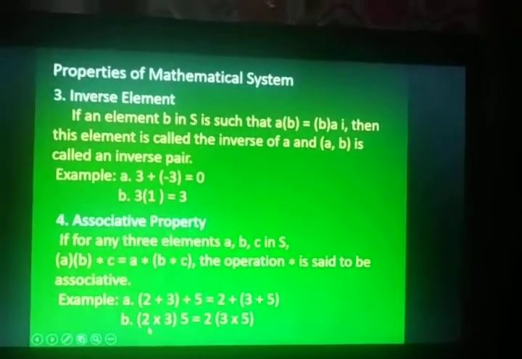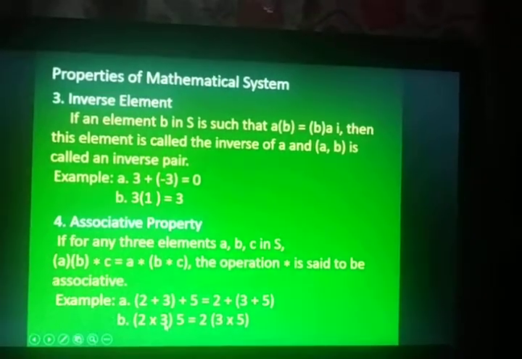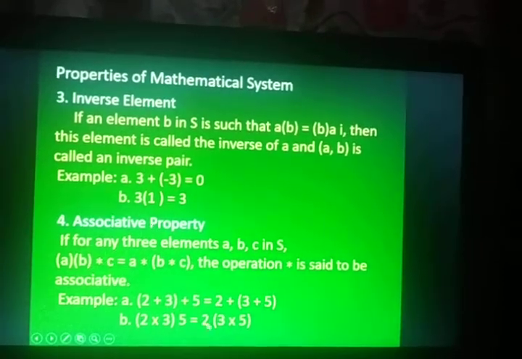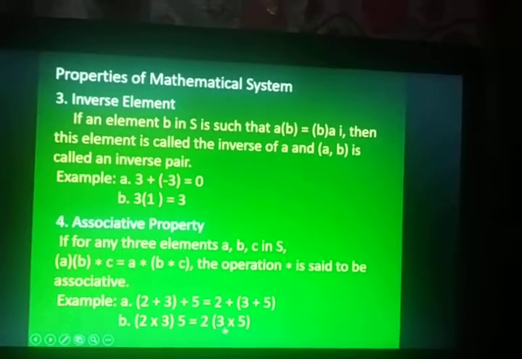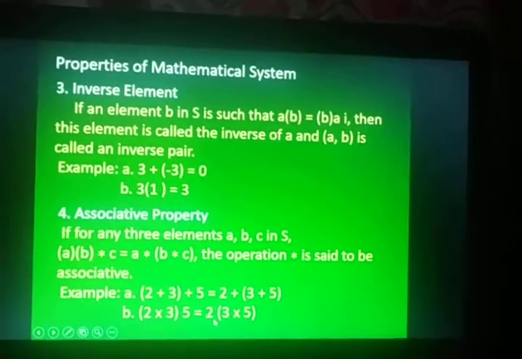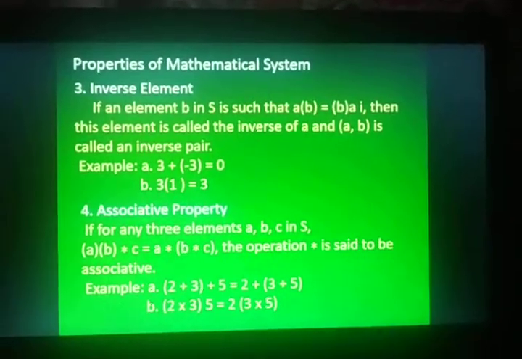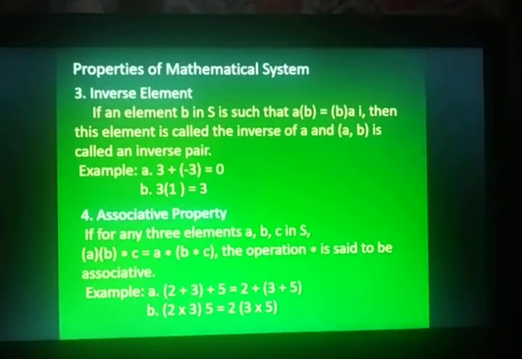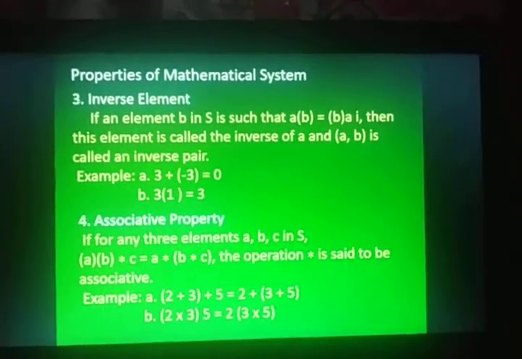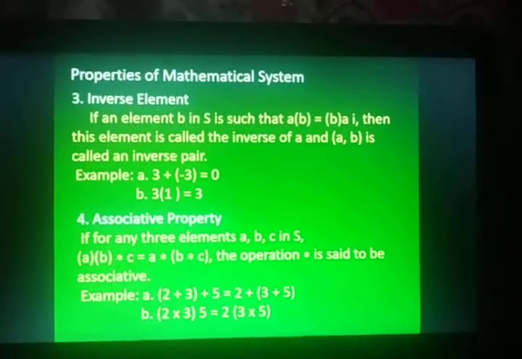When it comes to multiplication, whichever comes first, like this, 2 times 3 equals 6, 6 times 5 equals 30. If we start with 3 times 5, that's 15, times 2, it's still 30. That means the same, which means in associative property, whichever you start with, still it's the same. Okay, addition and multiplication only. Subtraction and division are different.